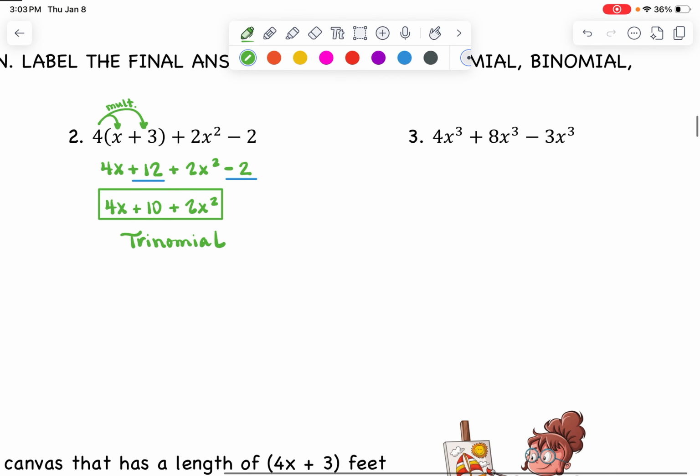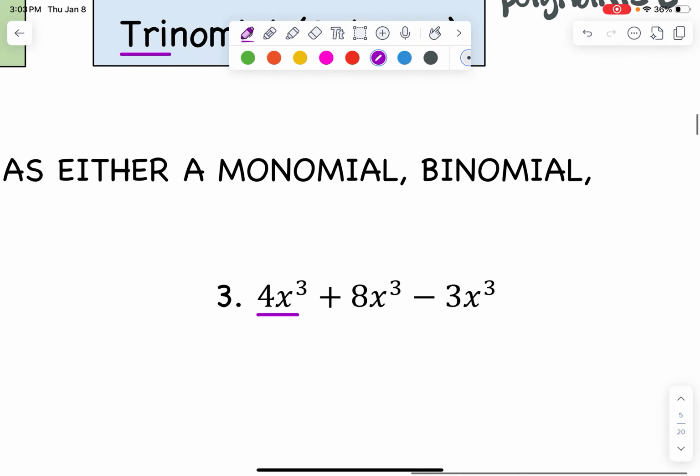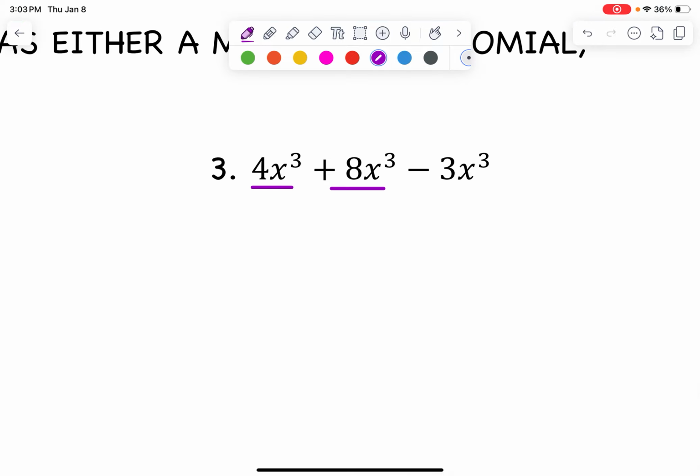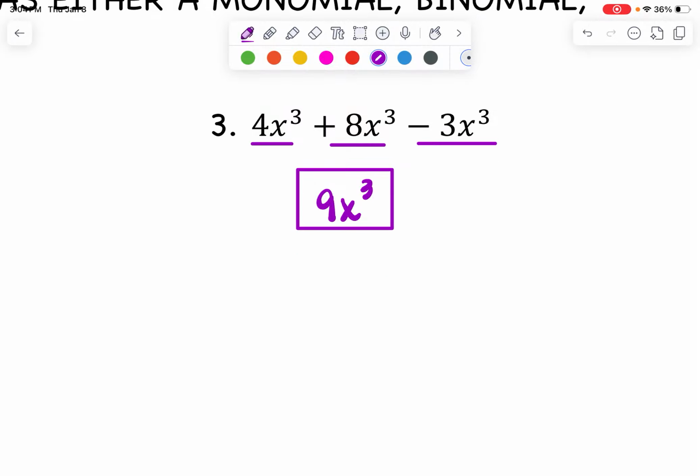All right, lastly, we've got 4x cubes plus 8x cubes minus 3x cubes. Well, that's pretty awesome because they're all x cubes, right? Which means these are all like terms. So we can just add all of those like terms together. So 4 plus 8 gives me 12, but then I'm taking away 3. So that's going to leave me with 9x cubes. And that would be my final simplified answer, which looks like just one term to me. So this would be a monomial.